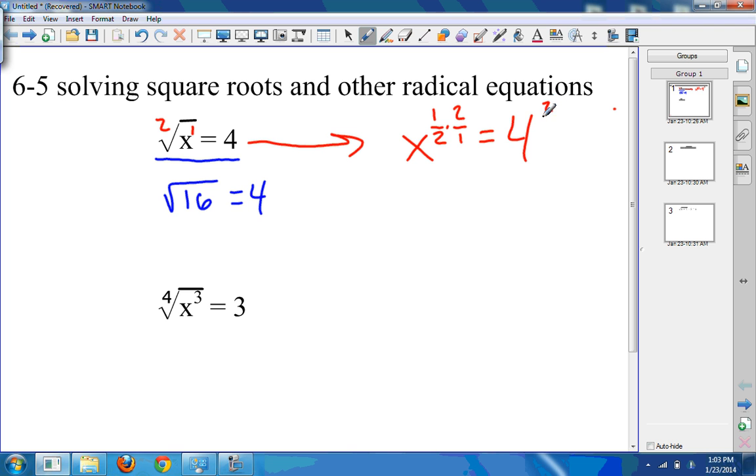And we can take 4 to the 2 over 1 power. So here we get x to the 1 times 2 over 2 power is equal to, that's basically just 4 squared, right? 16. And 2 over 2 is equal to 1. So x is equal to 16. Another way to solve it. So we can solve this problem down here the same way.